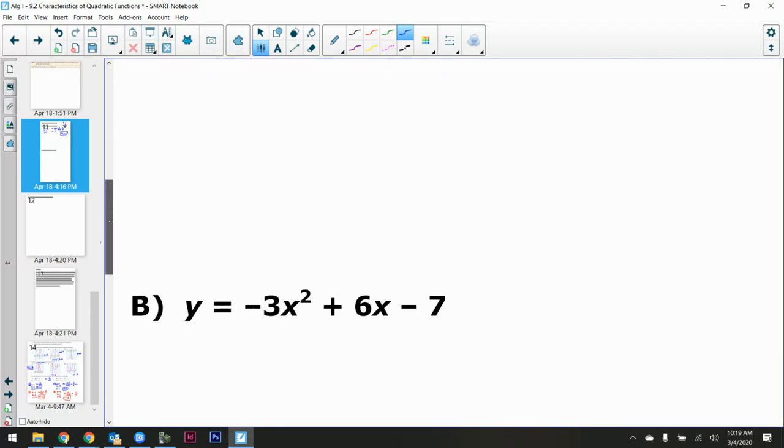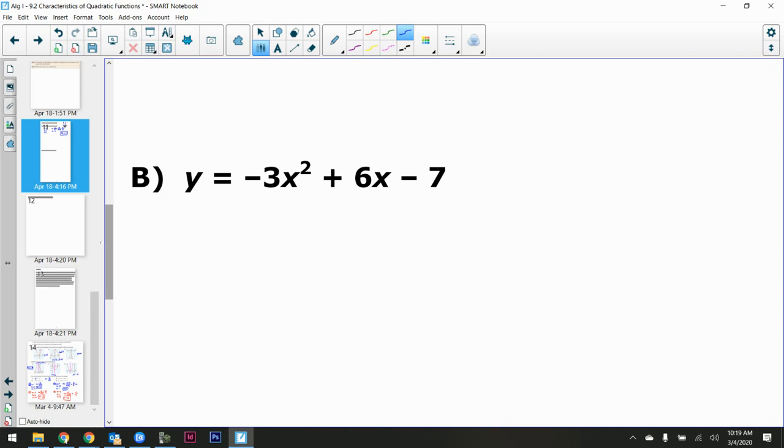Okay, so let's try another one here. Now this is everybody now. We're picking up where we left off, so everybody should be doing this along with me. What do I know about this one? It's going to open downward. Generally speaking, it goes like this. So I'm looking for that coordinate there. First things first, I have to find the axis of symmetry.